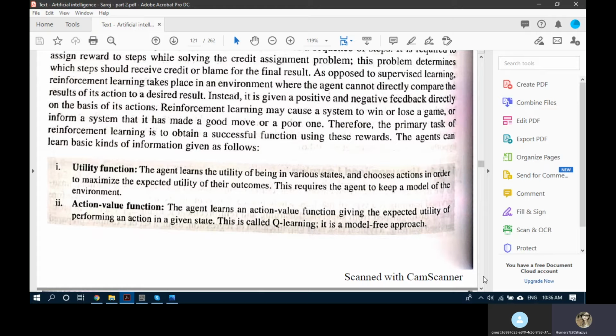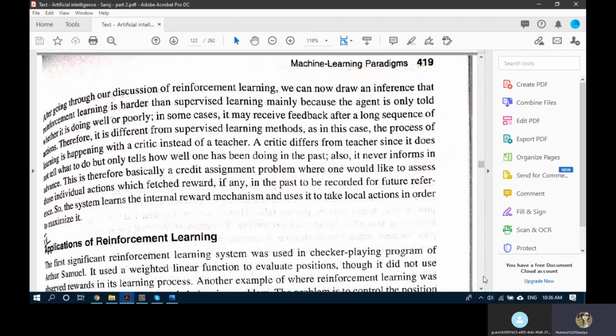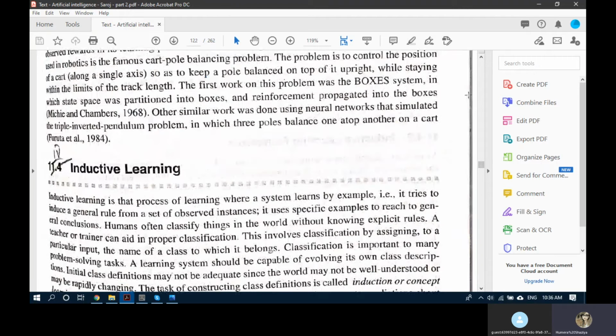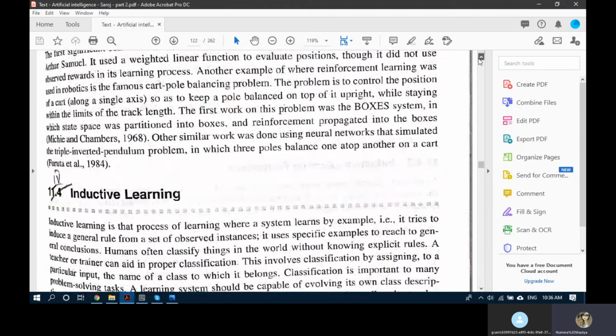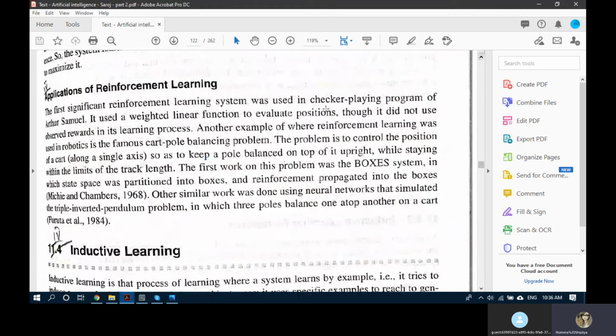For instance, applications are given here. The agent is doing a checker playing program. Checker is a game. So if an agent plays that checker game and wins it, it gets a reward.